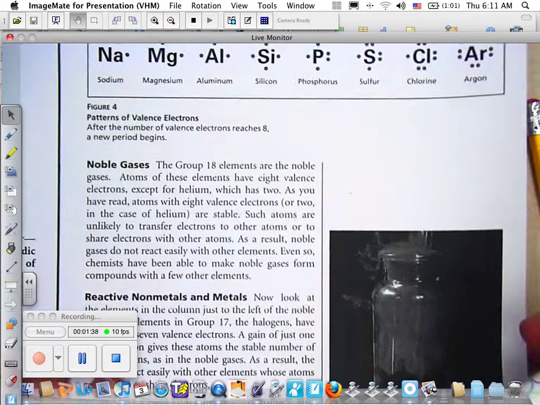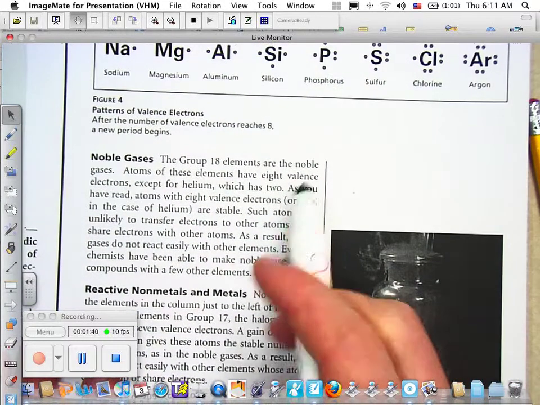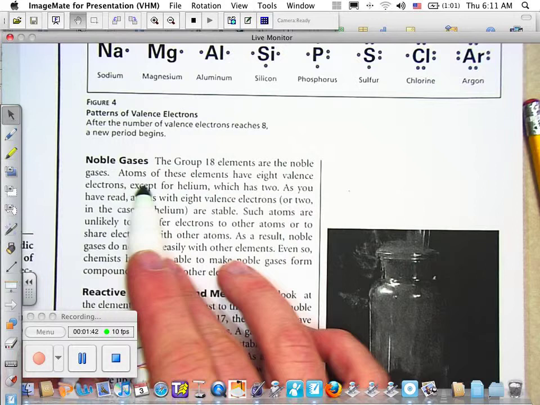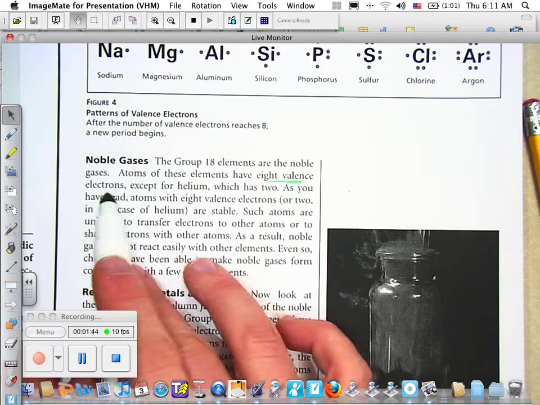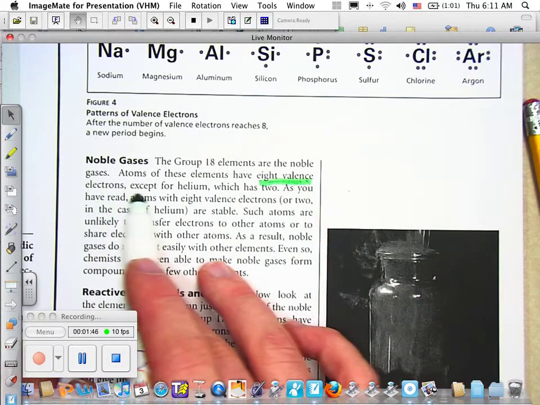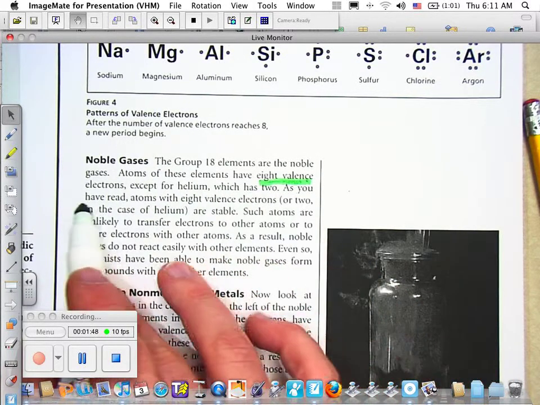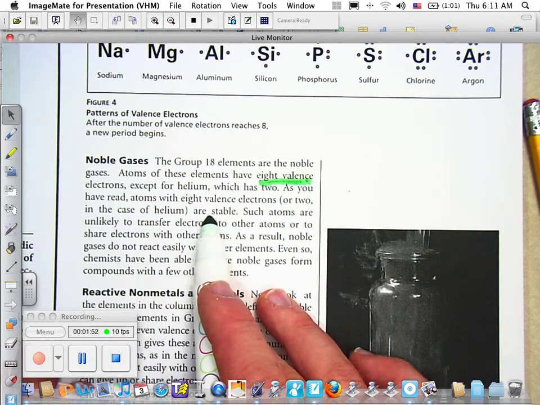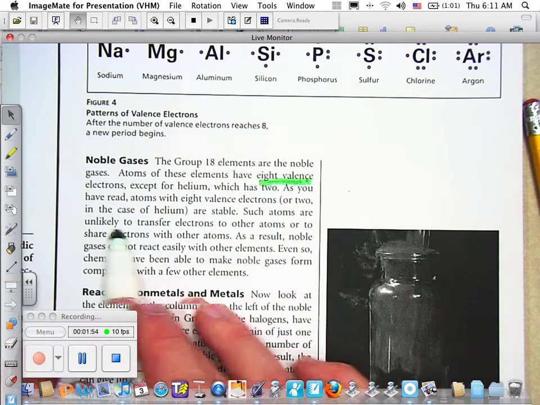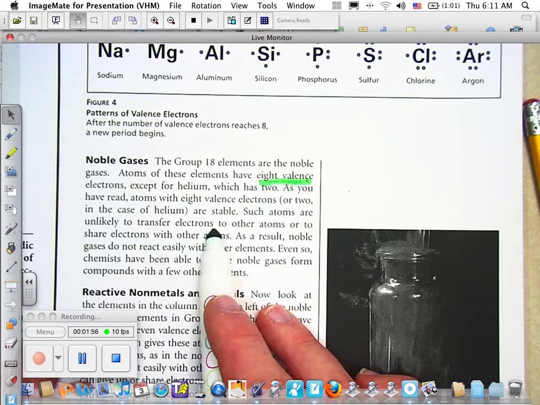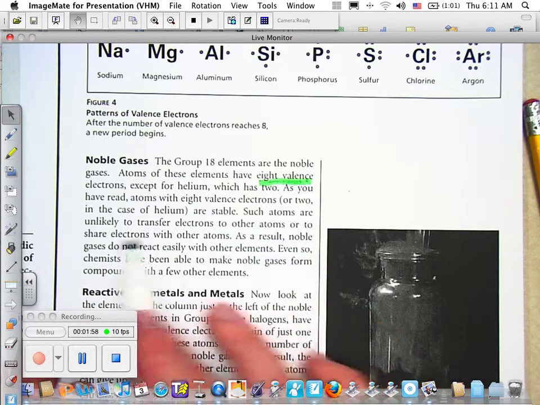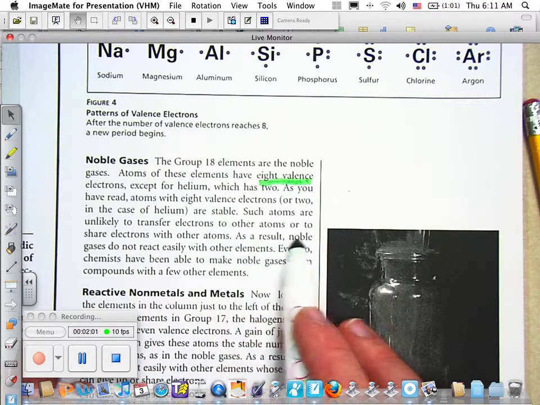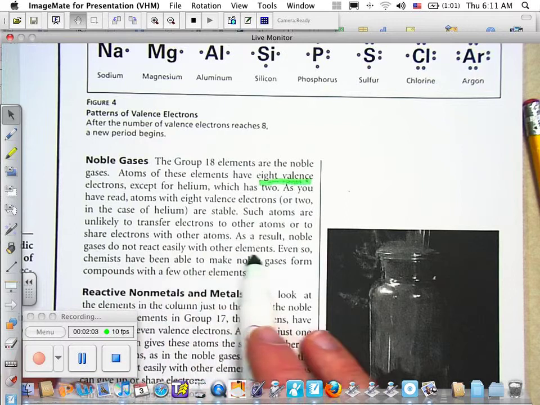Noble gases. The group 18 elements are the noble gases. Atoms of these elements have 8 valence electrons, except for helium, which has 2. As you have read, atoms with 8 valence electrons, or 2 in the case of helium, are stable. Such atoms are unlikely to transfer electrons to other atoms or to share electrons with other atoms. As a result, noble gases do not react easily with other elements.